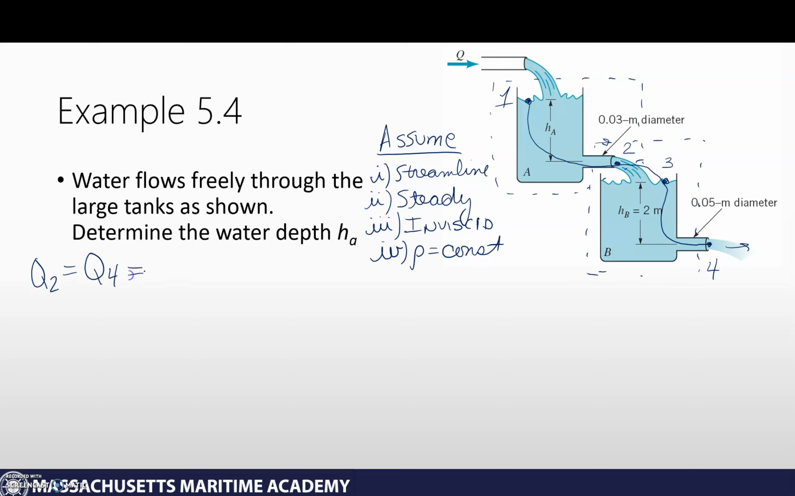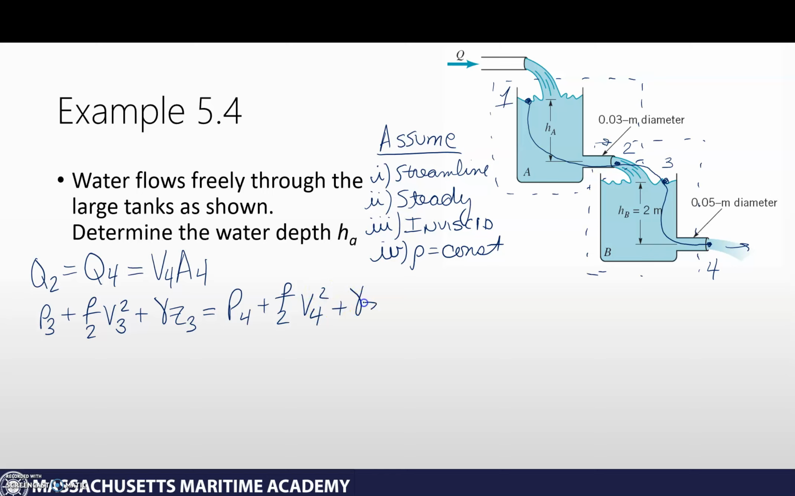So the volumetric flow rate at point 4 is going to be what? It's going to be the velocity at 4 times the area at 4. Now I know what the area at 4 is. I don't know what the velocity at 4 is. But I do know there's a streamline that goes between point 3 and point 4. So let's write the equation for the streamline between 3 and 4. And what does that give me? It gives me pressure at 3 plus rho over 2 V3 squared plus gamma Z3 has to equal all of this at point 4. Rho over 2 V4 squared plus gamma at Z4.